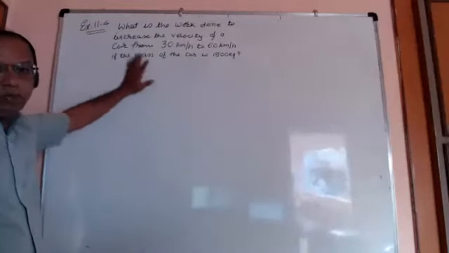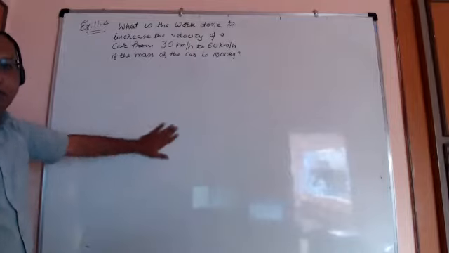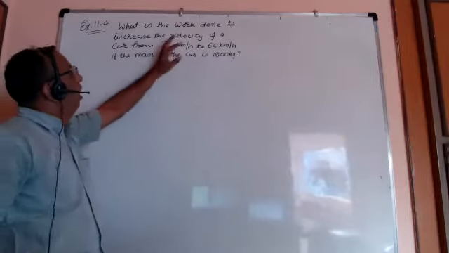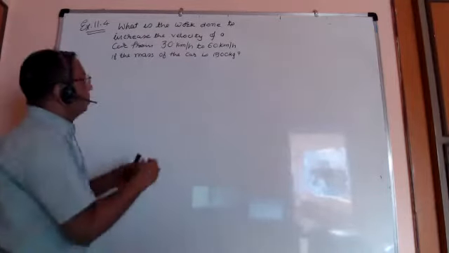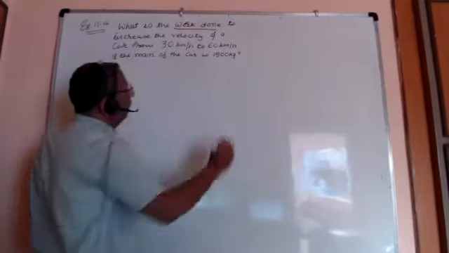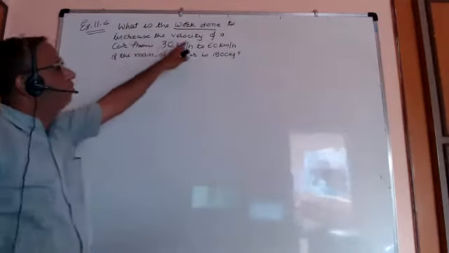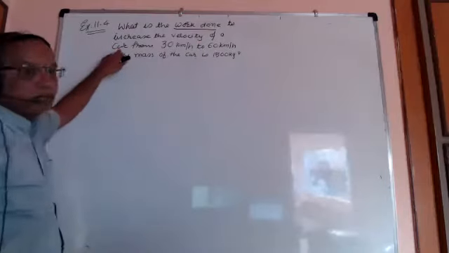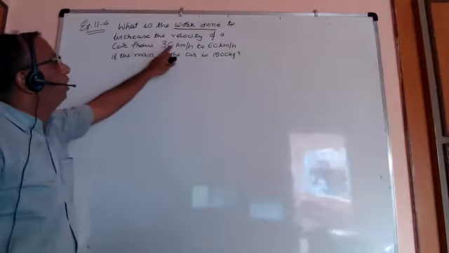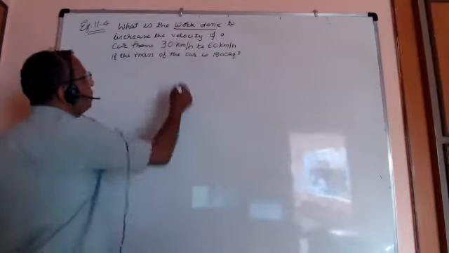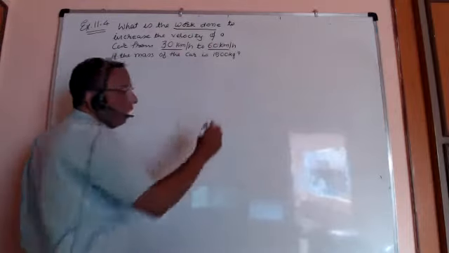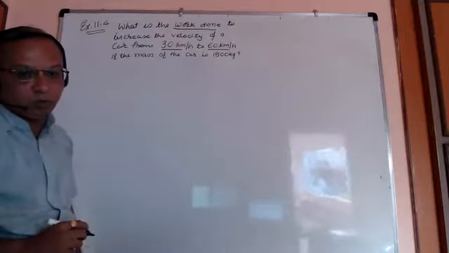So friends, example number 11.4, the question is given, what is the work done? The question is to find the work done to increase the velocity of a car from 30 km per hour to 60 km per hour. So these are two different velocities given to you.